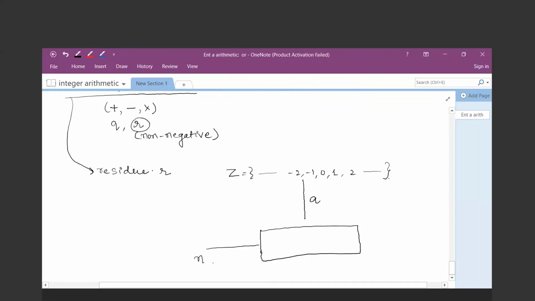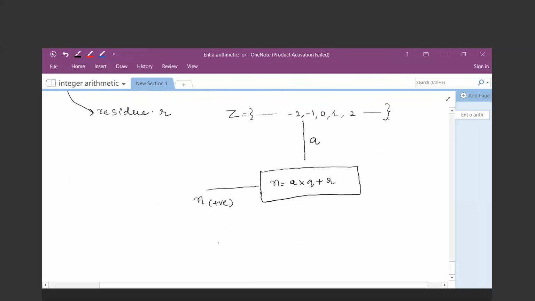Now n is a positive number, and the formula for the divisibility rule is a = n times q plus r, and there are two outputs. The first one is q and the second one is r. Here r is non-negative.